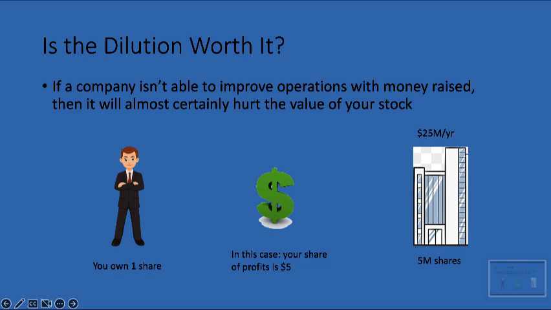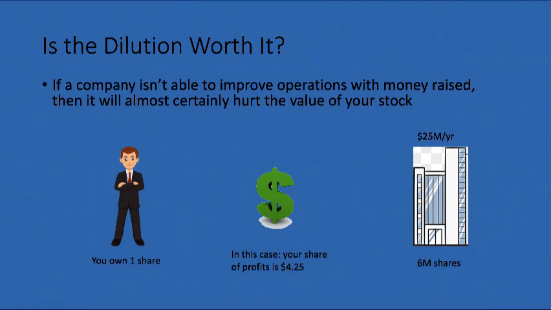Let's say you own one share of a company that makes $25 million a year and has a total of 5 million shares. In this case, your share of the profits is $5, which is the earnings per share, because you own only one share. But if the company issues 1 million more shares, bringing the total to 6 million, and the profit remains at $25 million, your earnings per share drops to $4.17. You now own a smaller portion of the company's profits, which could negatively affect the stock price and your returns.